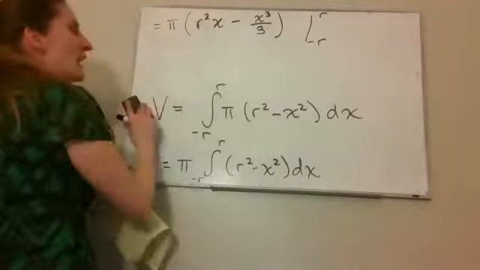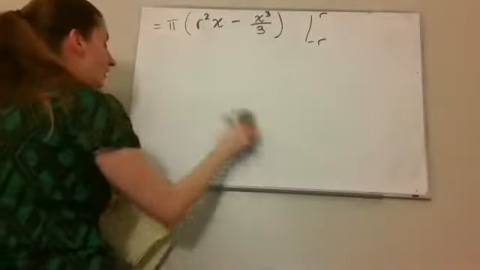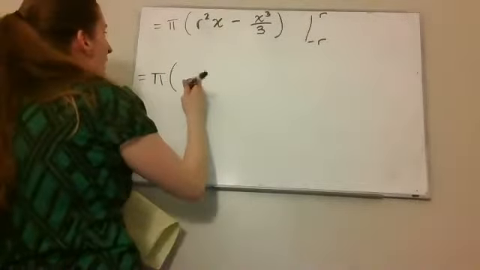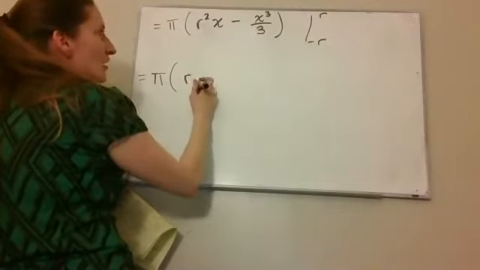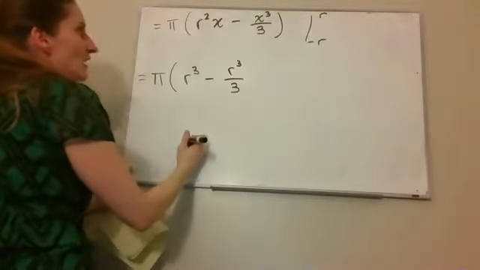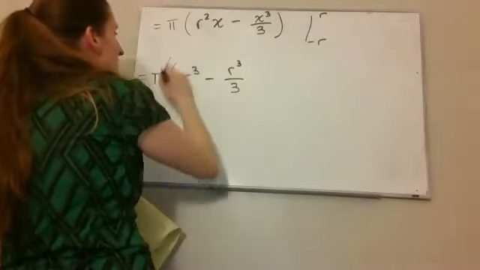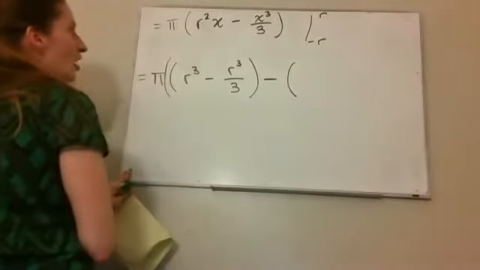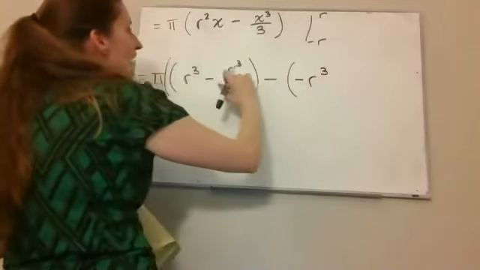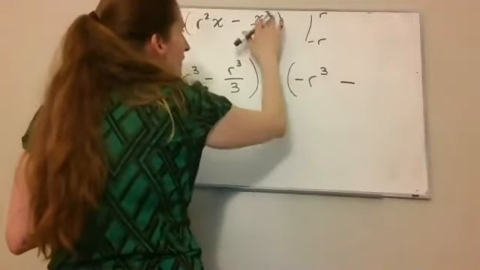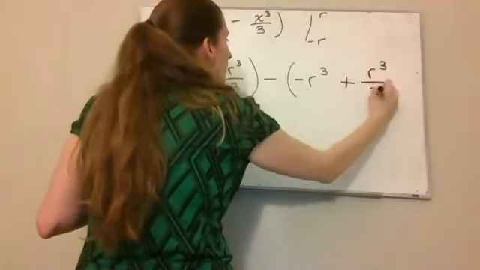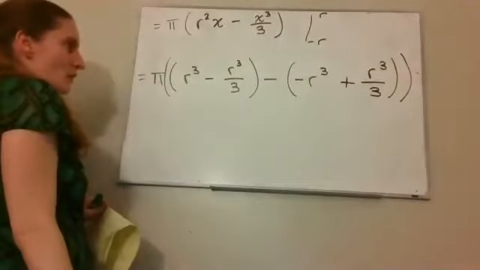Now be very careful, we're going to have lots of negatives floating around and lots of r's. So just be careful simplifying. I'm going to have a pi. When I plug in positive r, I'm going to get r squared times r, which is r to the third, and I'm going to get r to the third over 3. And then I'm going to subtract what I get when I plug in negative r. When I plug negative r in, I get negative r to the third, and then negative r cubed, so that makes it plus r cubed over 3. Be very careful with all those negatives.